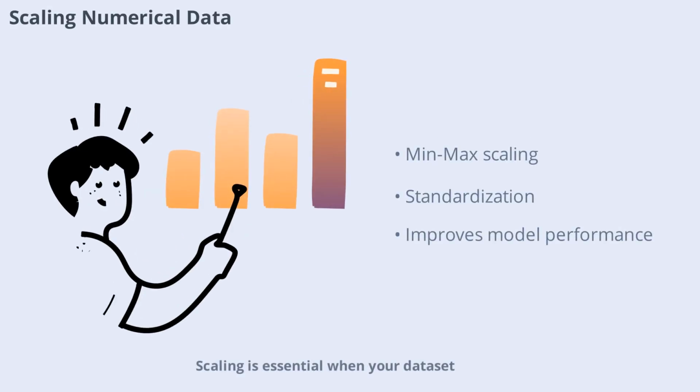Scaling is essential when your dataset contains features with different units or ranges. Common scaling methods include min-max scaling and standardization. Min-max scaling transforms values to a fixed range, usually 0 to 1, while standardization centers the data around 0 with a standard deviation of 1. Choosing the right scaling method depends on your data and the algorithms you plan to use. Proper scaling helps models converge faster and perform better.